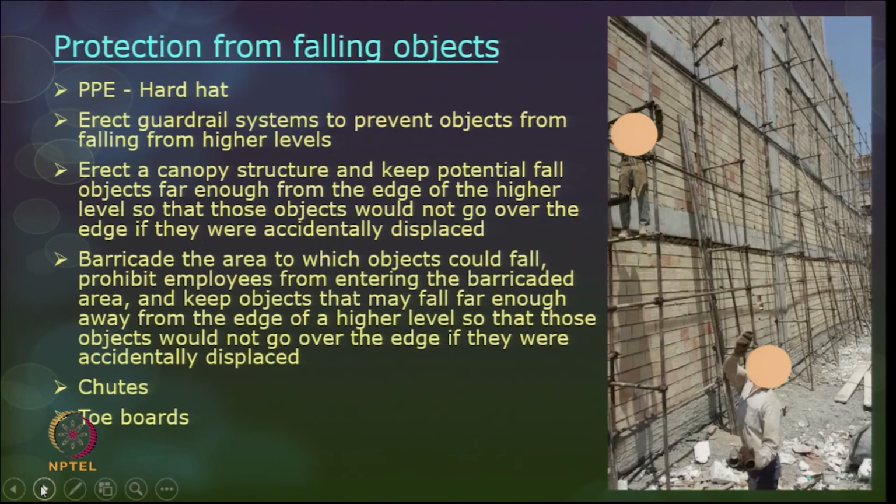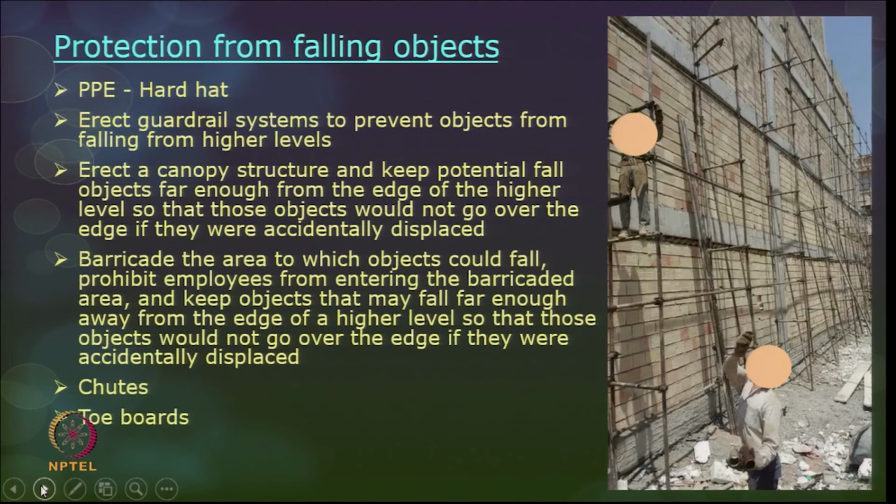It is better to have a canopy structure so that falling objects do not land on the public or on the workers who are passing below the site. Barricade the area, and try to divert public access to a different side, which is also a good suggestion in order to protect people and the workers from falling objects.